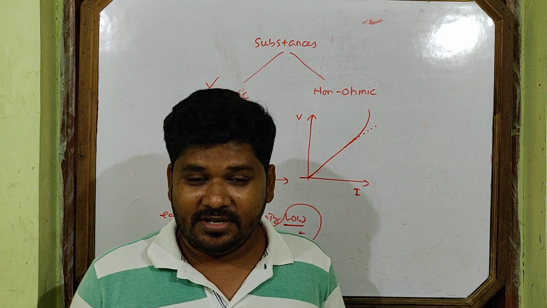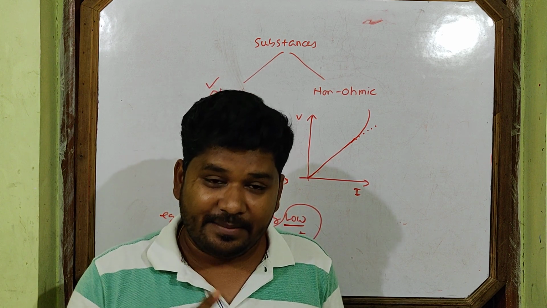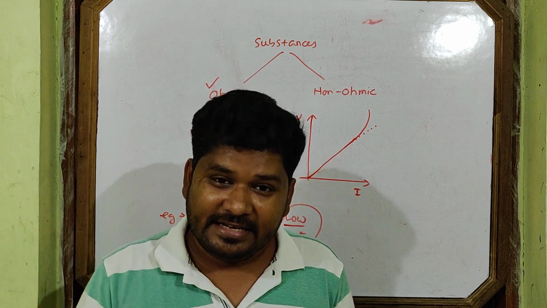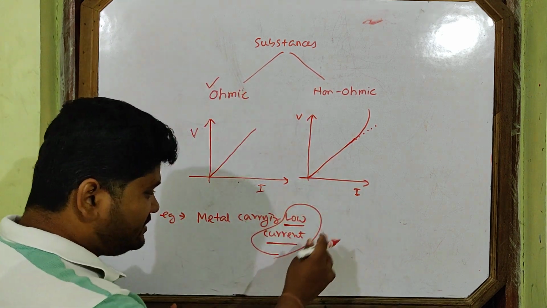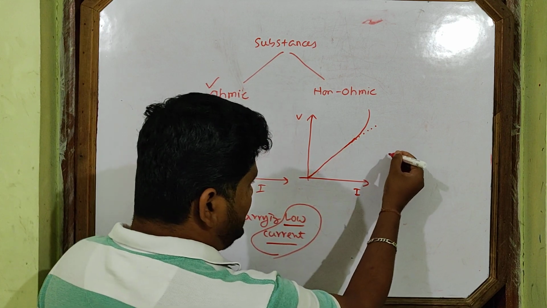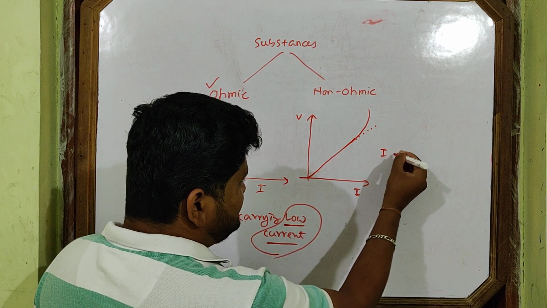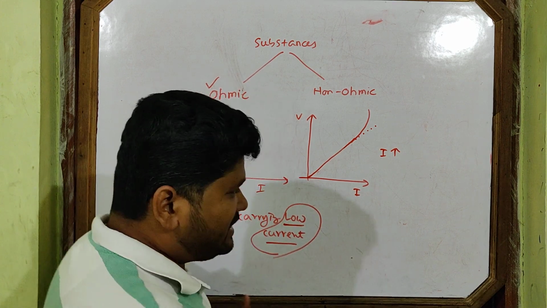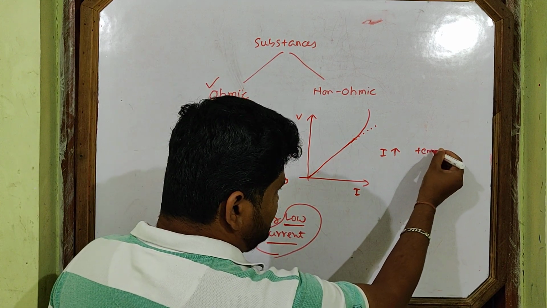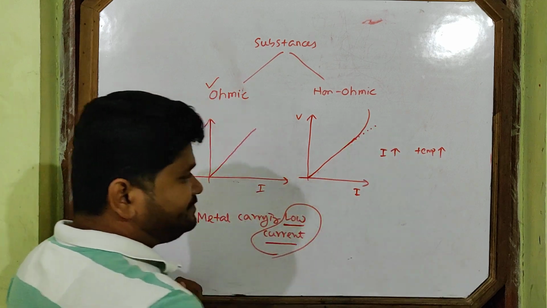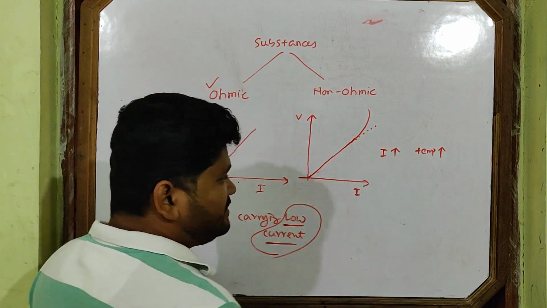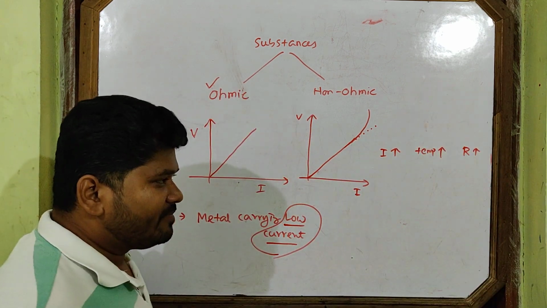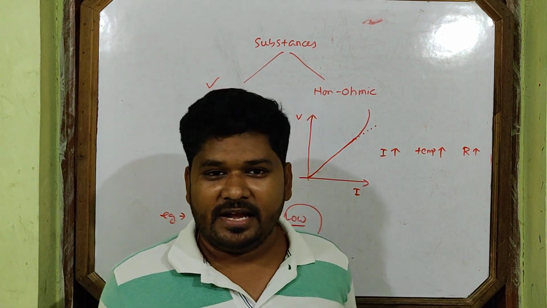I told you already. At high current, the temperature increases and the metal gets heated. I am writing here so you will understand better. So at high current, the current increases. If the current increases, the metal gets heated. If the metal gets heated, then what increases? Temperature increases. If temperature increases, then what happens? Resistance increases. So the graph deviates from the straight line.